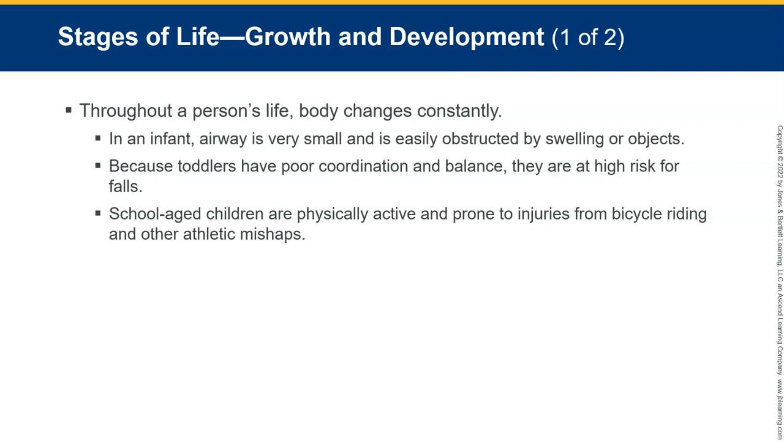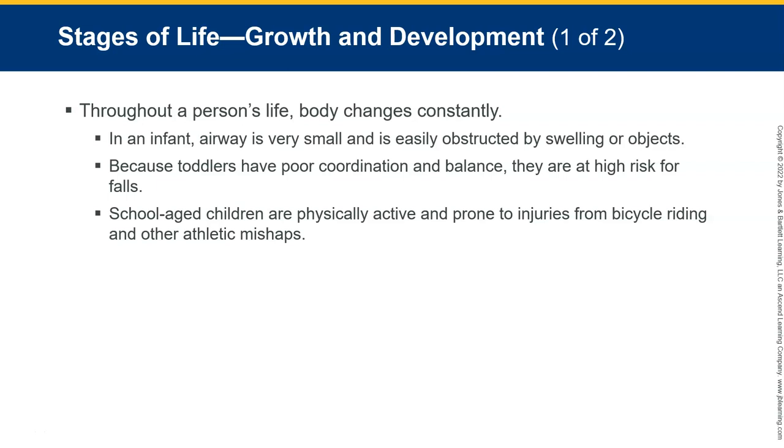Toddlers, we're talking about 1 to 3 year olds, because they have poor coordination and balance, if you don't know that, just watch a 2-year-old walk around. They are at a high risk for injuries from falls. If they're anything like my boys, their head leads them everywhere. They got this big old noggin, and they just follow their head, and wherever their head takes them, that's where their body goes. And many times they fall down and they run into things. So it's important to understand that they are at a high risk from injuries and falls.